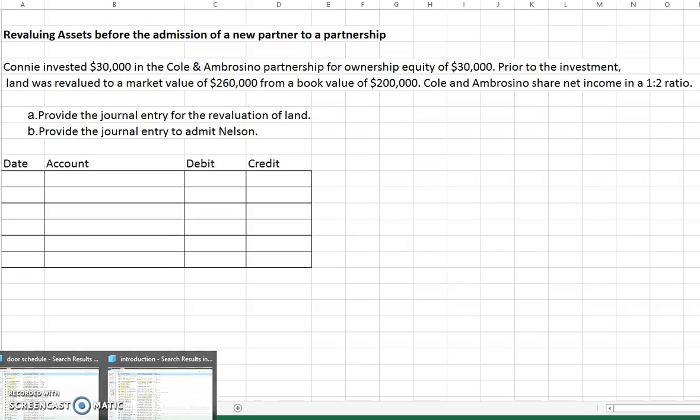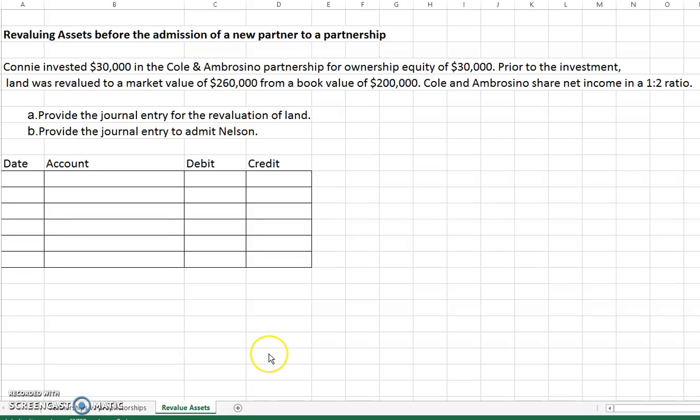Okay, so we already talked about the two ways that a new partner can join a partnership. Now let's talk about one more step that has to happen before the new partner can join. We need to update the asset accounts for the other existing partners before the new partner can join so that anything that has changed in value can go ahead and be assigned to the old partners before the new partner comes on. So let me show you how this works.